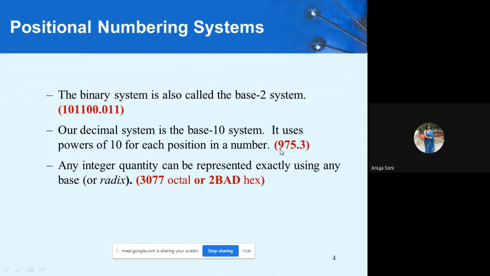Similarly, this is a number 975.3. If we say that it has a base of 10, what kind of symbols is it making use of? By just observing this number, we can say either this number will be in the decimal form or it can also be in the hexadecimal form, provided its base is 10. So this number will be in the decimal numbering system. If its base is 16, we'll say that this number is in the hexadecimal numbering system.